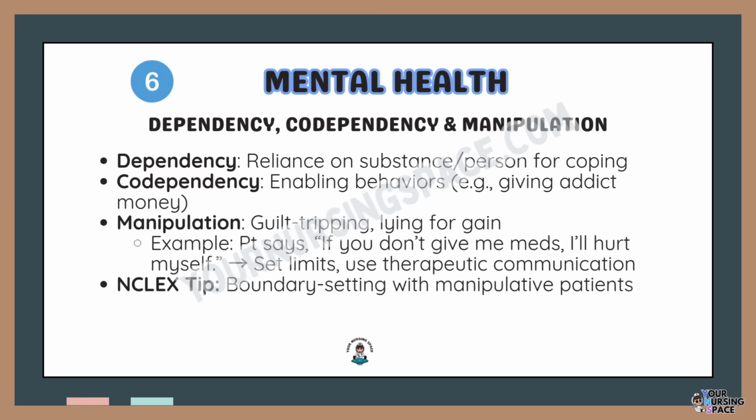All right, let's glide into dependency, codependency, and manipulation, since these weave through so many mental health questions. Dependency is when someone's hooked, maybe on opioids or even a person, to cope with life. Codependency flips that. It's the family or friends enabling it, like slipping cash to an addict knowing it's for drugs. And manipulation? That's the tricky part. It shows up a lot with substance use or personality disorders.